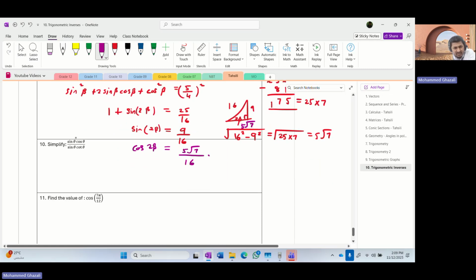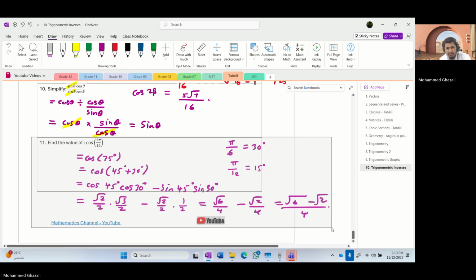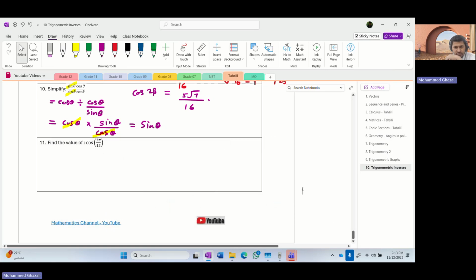Moving on to the next one. What is sine theta cos theta over sine theta cot theta? So we can clearly see that sine and sine cancel out. We're just taking cos theta dividing by cot theta. So cos theta divided by cot theta is cos theta over cos theta over sine theta. So cos theta times, keep change flip, sine theta over cos theta, and cos and cos cancel out. We just get sine theta as the answer. Right, so moving on to the next question.